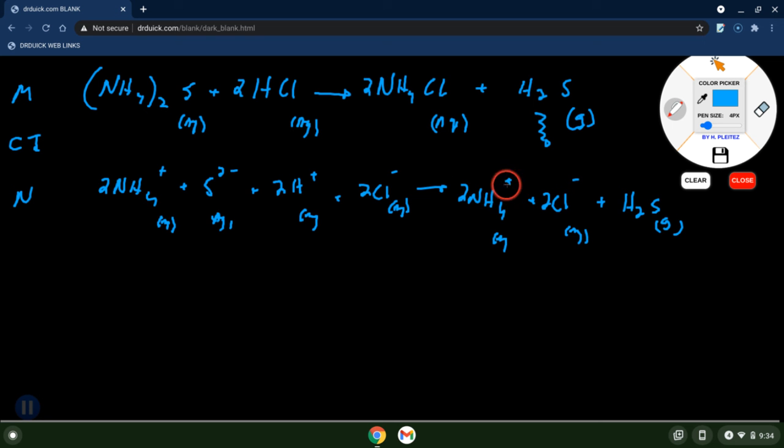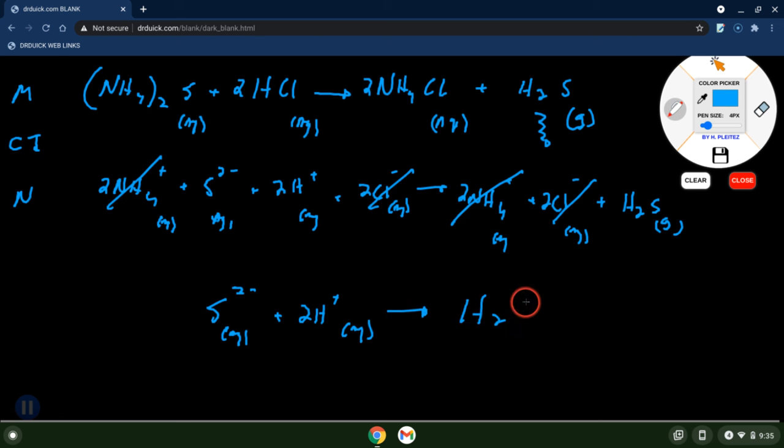Let's go ahead and cross out what stays the same. This stays the same. This stays the same. So now we have S2- aqueous plus 2H+ aqueous yields H2S. And once again, it is a gas. And that is my net ionic equation right here at the bottom. Okay, this seems pretty straightforward. It does the same thing over and over for all these things.